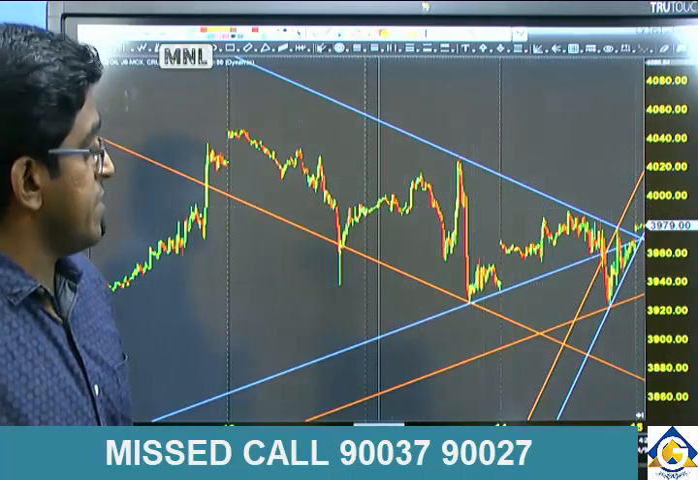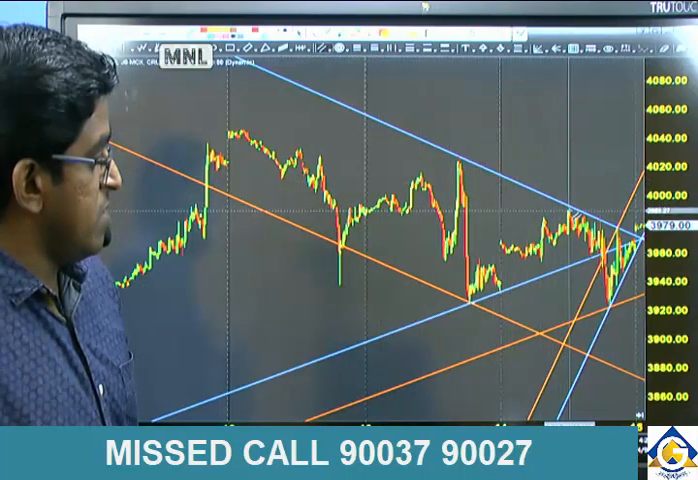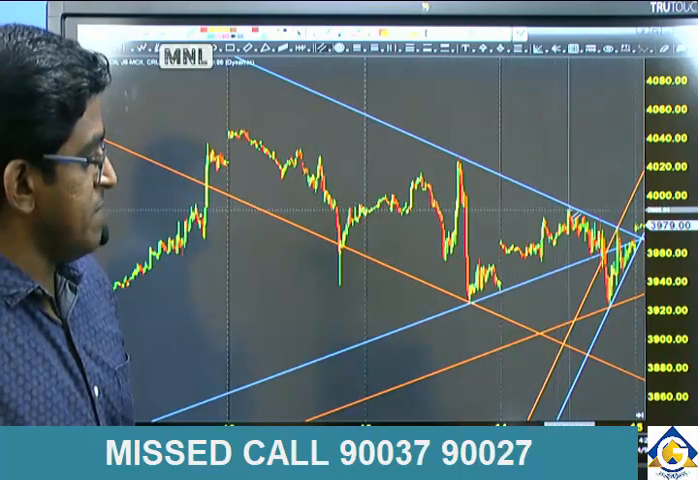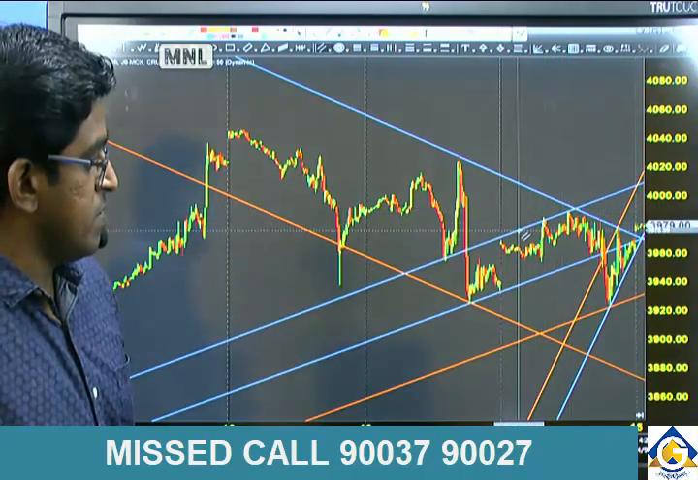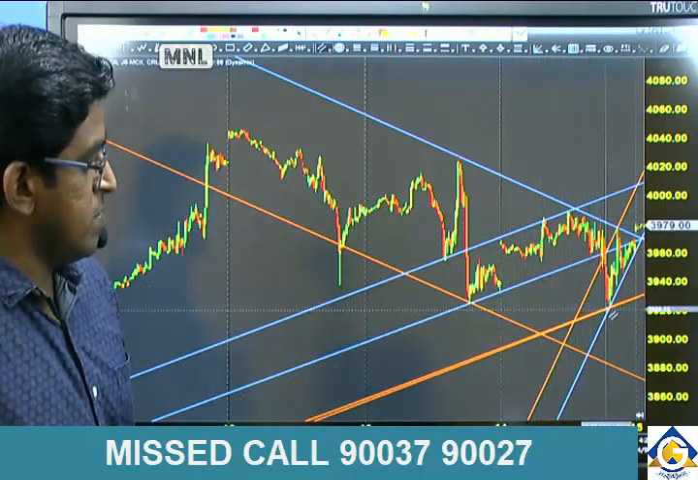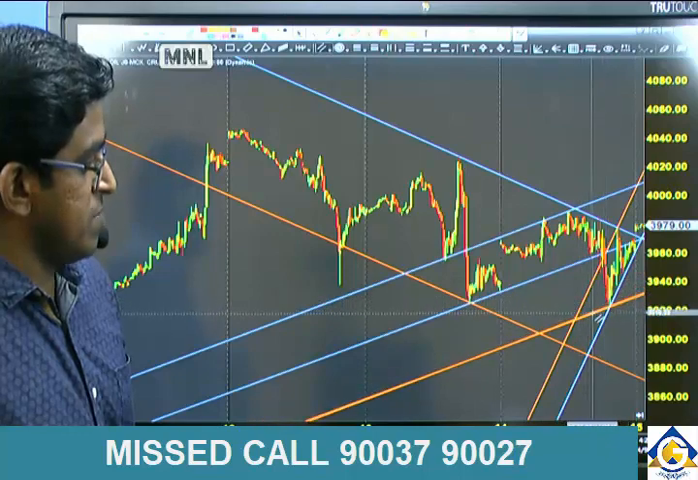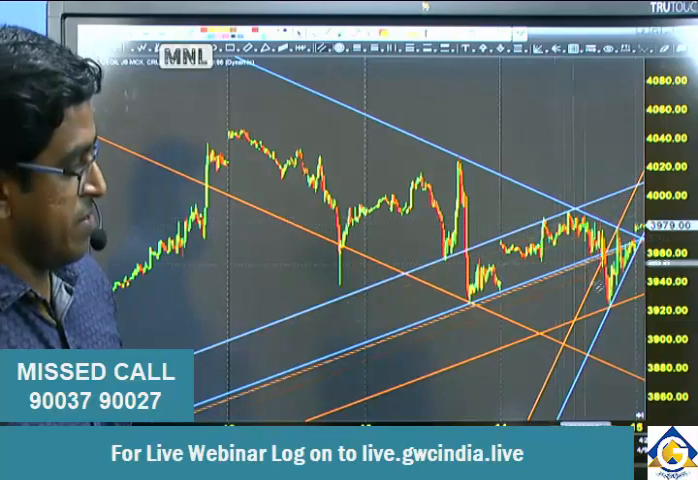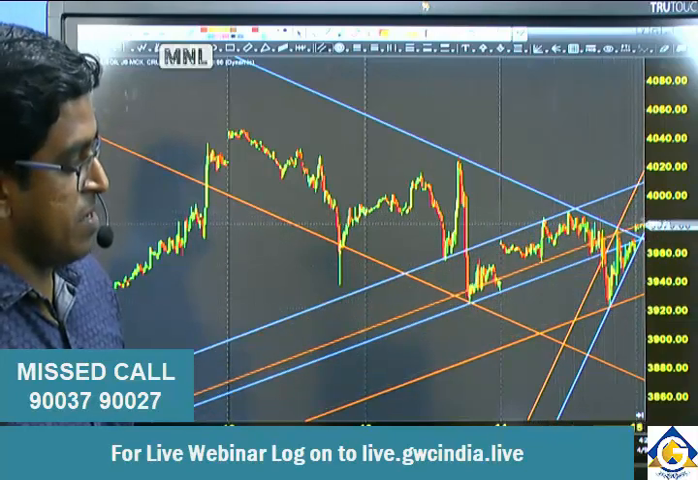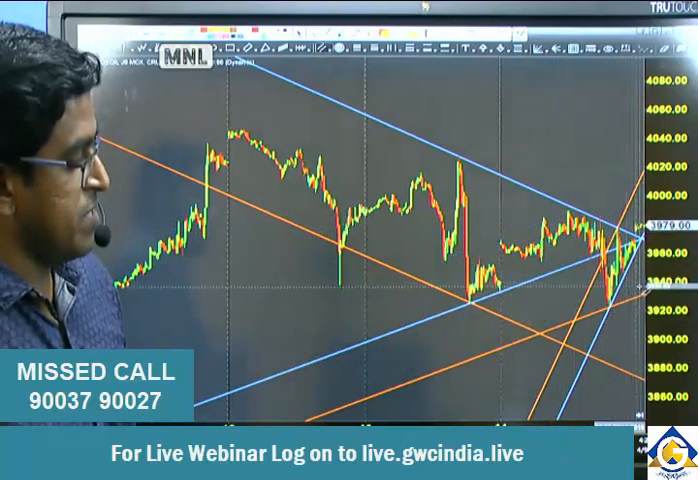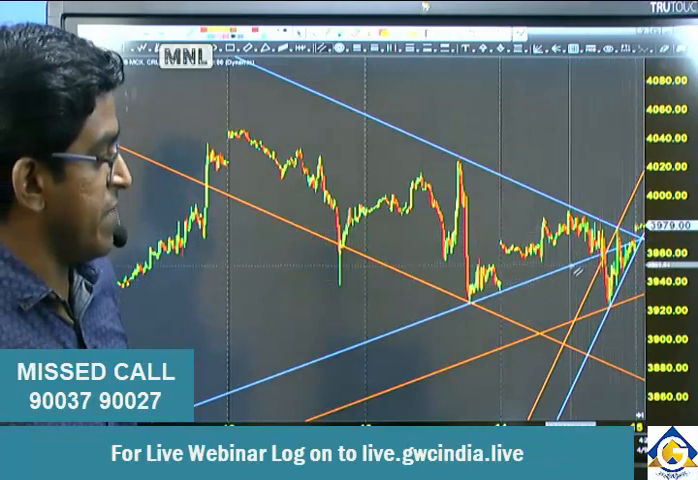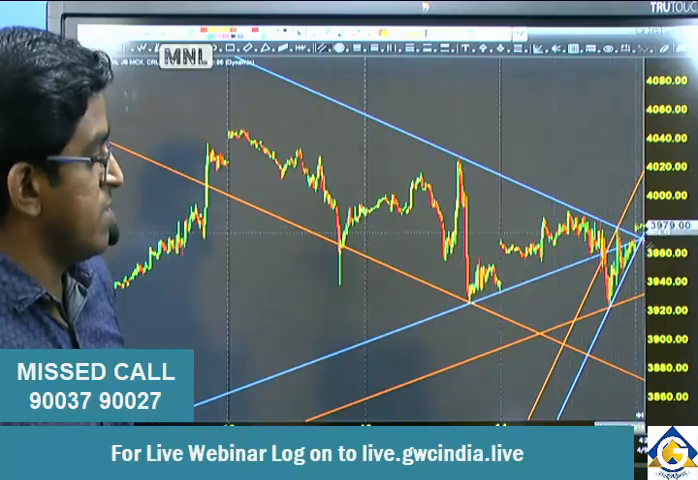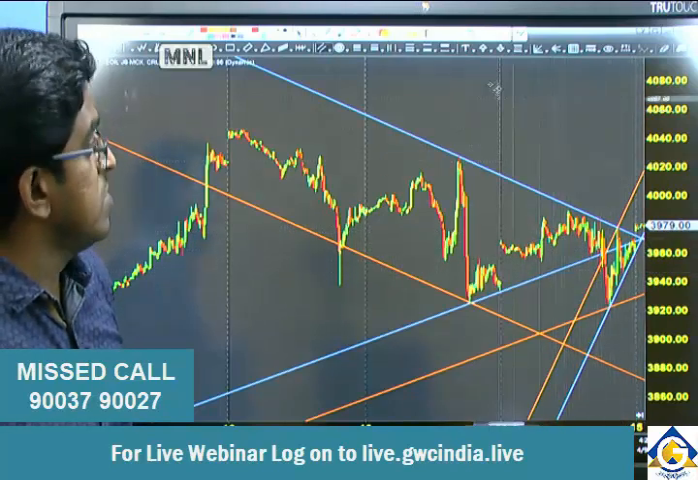Kindly use your creativity and try to plot. Any idea? Okay, if I draw this, it comes exactly to this point, but there is no use in drawing this line. It is not guiding me near the price. My prime objective in drawing this line is to guide me in and around this zone so that I can take some decisions.